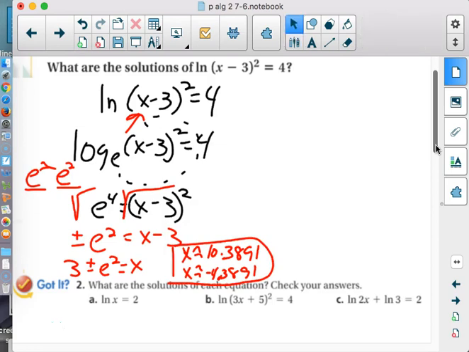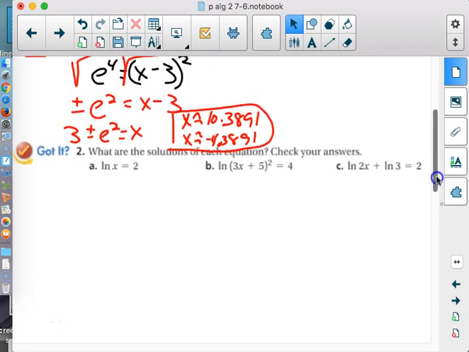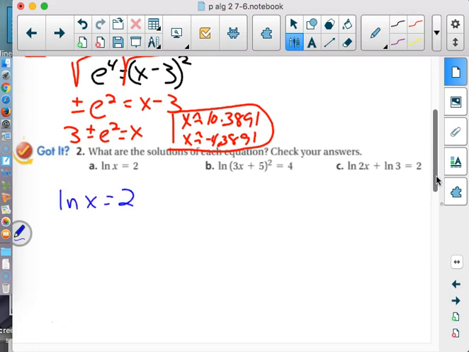Well, that's kind of a monster. Let's see what else. Ooh, this looks like a little baby problem comparatively. All right, natural log of x equals 2. What do we want to do right away?